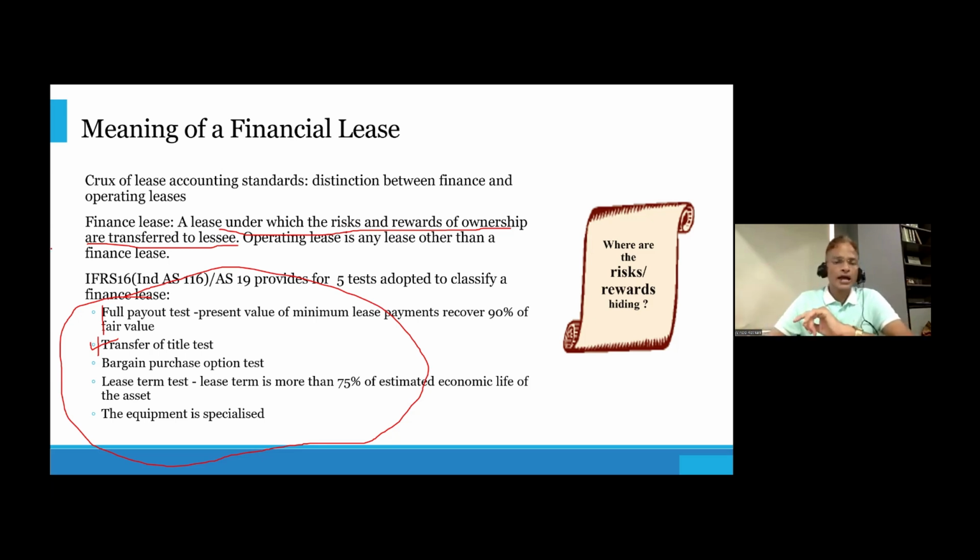Next is the so-called hire purchase, the bargain purchase option. The lease provides a bargain purchase option. Once again, if you recollect from episode 1, we said a hire purchase is one which transfers ownership at a price of rupee 1.